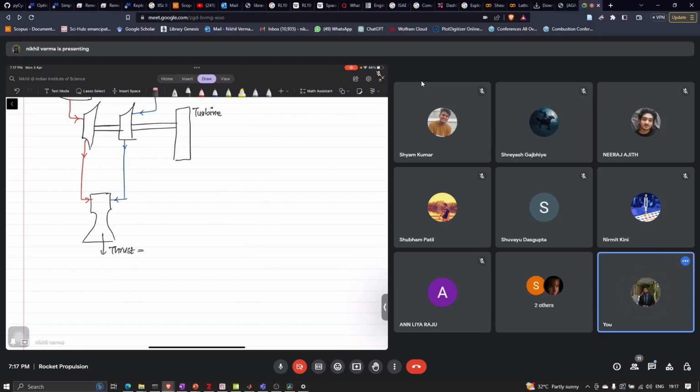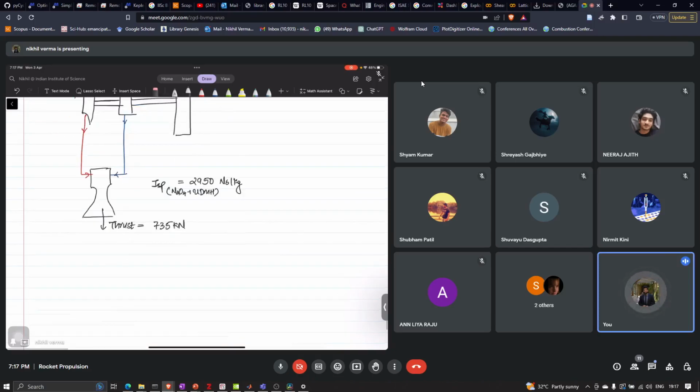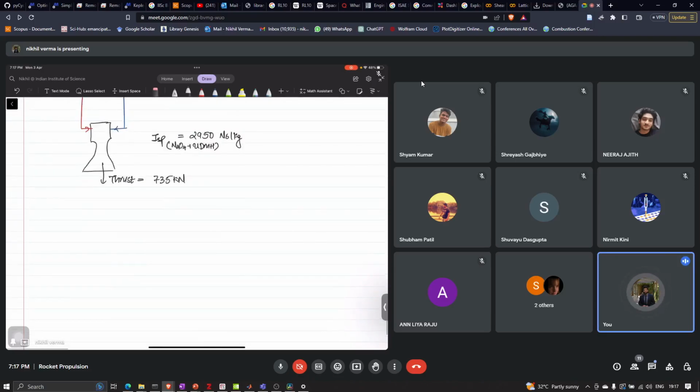thrust. Okay, so it is given that the thrust is 735 kilonewtons. It is also given the specific impulse for N2O4 and UDMH is 2950 Newton second per kg. So the propellant mass flow rate, let us now calculate what is the total mass flow rate that is coming out through the engine.